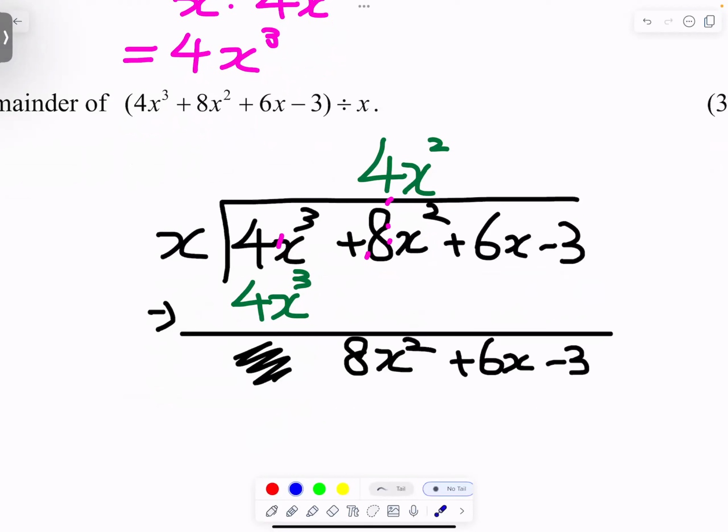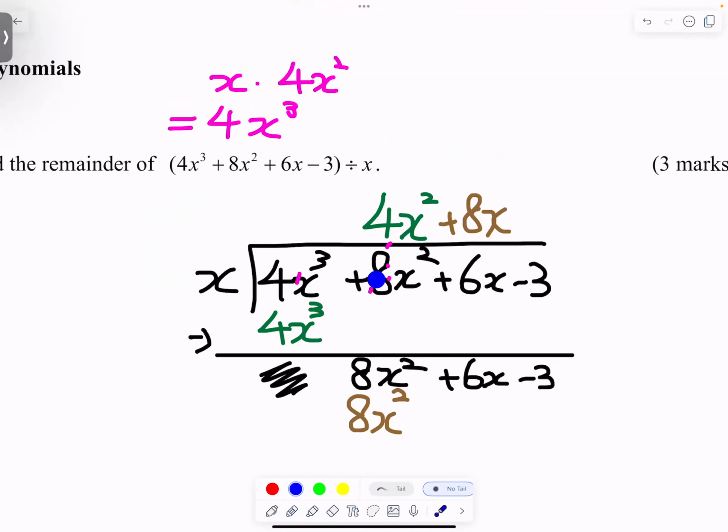Okay, now we just basically repeat. Now this thing divided by x, that's what it means. X times what is 8x squared? X times, because there's hidden 1, so 1 times 8. 1 times 8 is 8. Okay, 8x. We already have 1x, we just need one more to make it 2. So x times 8x is 8x squared.